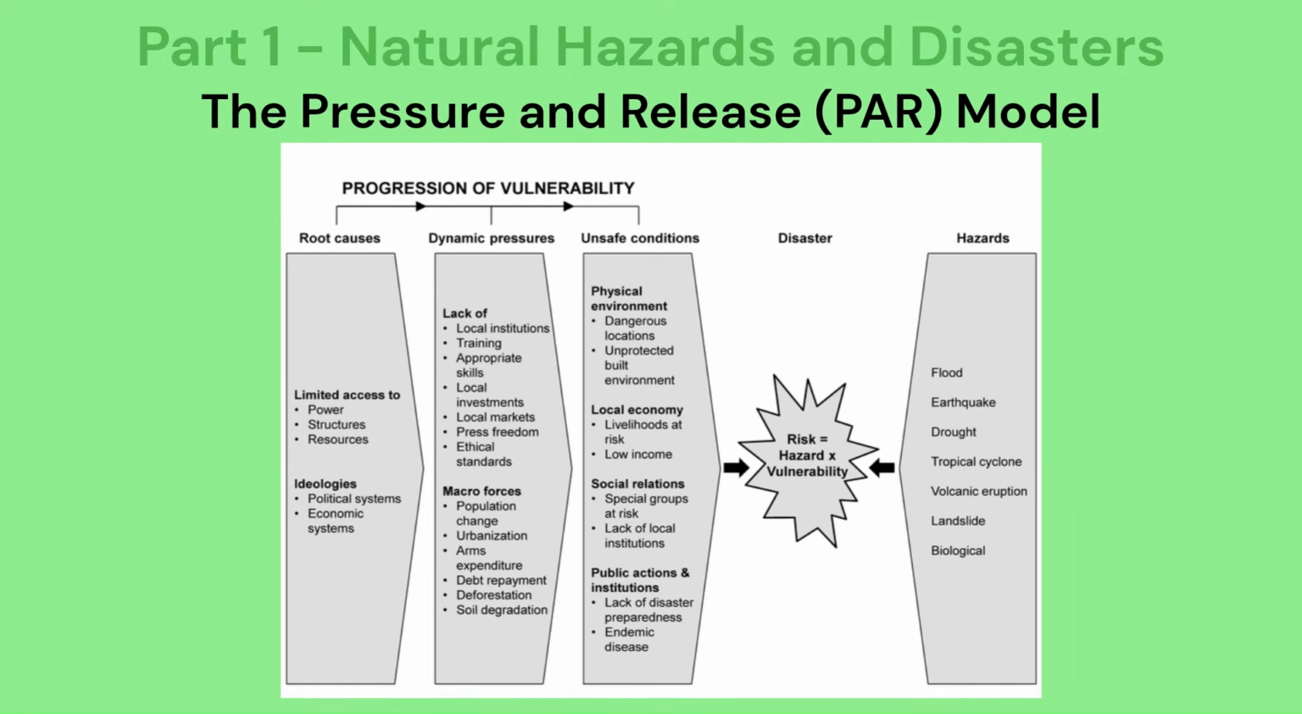To conclude this part of the video, we will look at the pressure and release model. It is another way to illustrate the link between vulnerability and disasters. You will notice how it is much more detailed than Degg's model from earlier, but it uses the same theory. As you can see, vulnerability is shown as being dynamic and progressive. Within the pressure model, there are 3 sections of vulnerability.